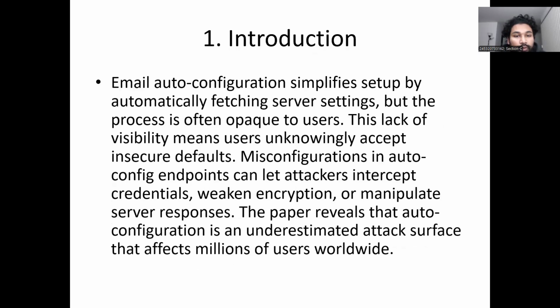So next we have the introduction. To begin with, email auto configuration is a feature that allows email clients like Outlook, Thunderbird, or mobile apps to automatically detect the right server settings. Most users trust this process without thinking about it. But the paper shows that many providers implement this process in insecure ways.